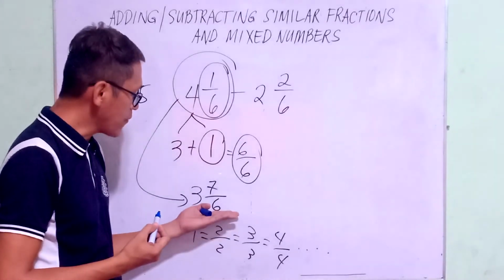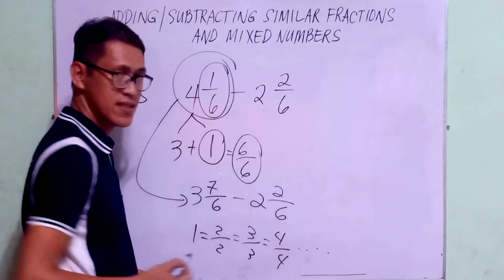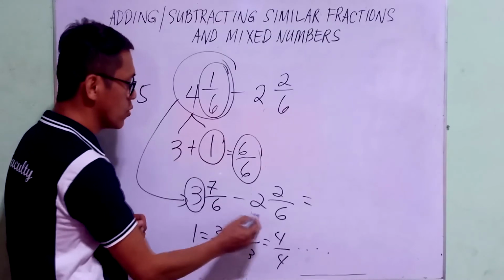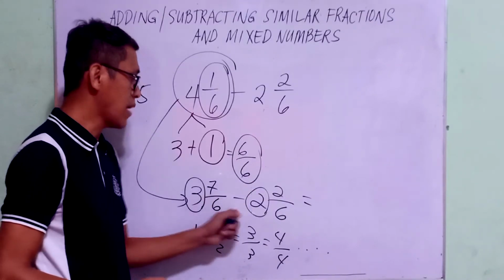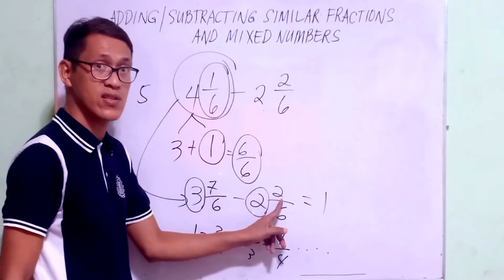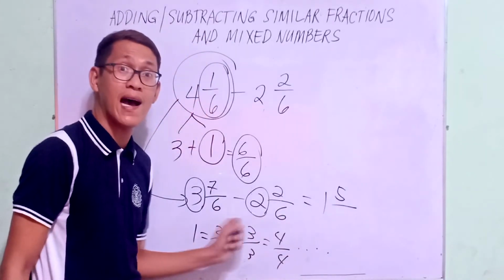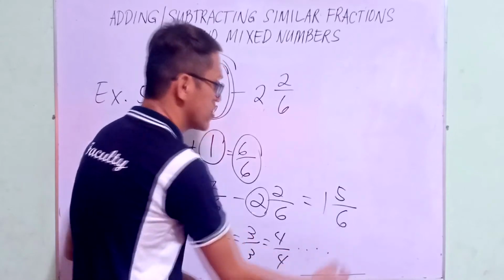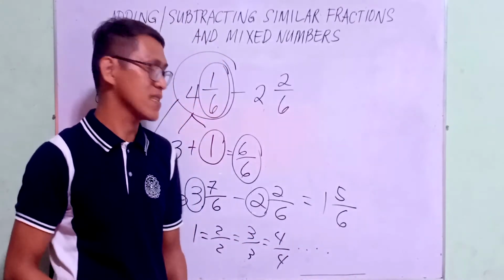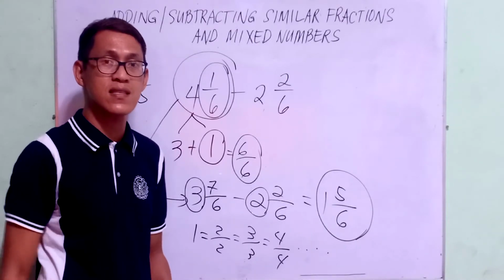So now subtract this from 2 and 2/6. Can we do it now? Yes. Again, start with the whole number. 3 minus 2, that's 1. What about the numerator? 7 minus 2, that's 5, correct? Then again, just copy the denominator 6. Check if our fraction is in lowest term or simplest form. Yes. So our final answer is 1 5/6.